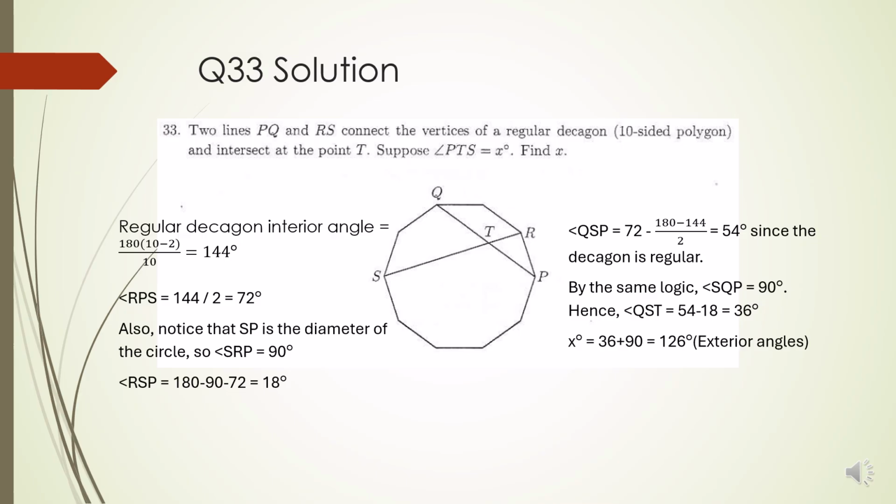point S and Q, we can notice that there's a triangle in the top left hand corner, and since it's a regular decagon, one base angle is actually (180 minus 144) over 2 degrees, and QSP is just 72 minus that. The 72 comes from half of 144 degrees, and we get QSP equals 54 degrees. By the same logic, angle SQP is 90 degrees, and angle QST is actually just 54 minus 18 equals 36 degrees. If we add those two angles up, we get 36 plus 90 equals 126 degrees due to exterior angles, and that is x degrees, which is angle PTS, what we're finding.